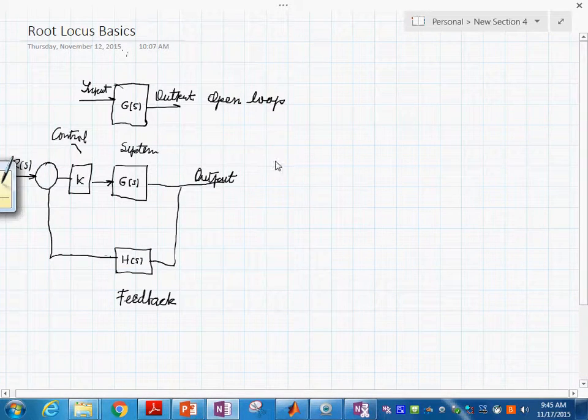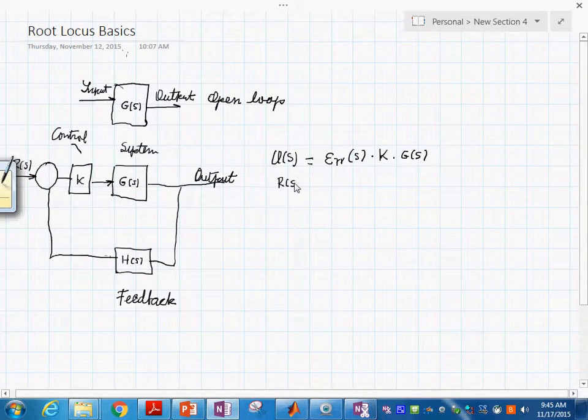Let's try it again. What I was saying is that the output of this one, it's good practice, is equal to the error of S multiplied by K, then multiplied by G of S. I also said that the reference minus the output of S multiplied by H of S is the error of S.